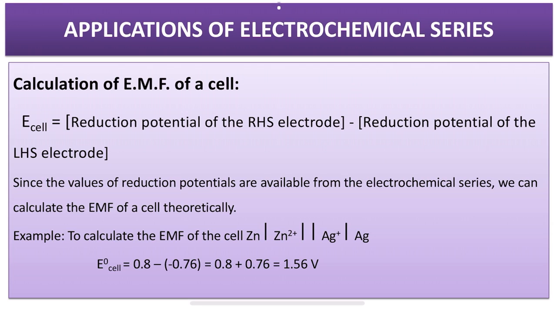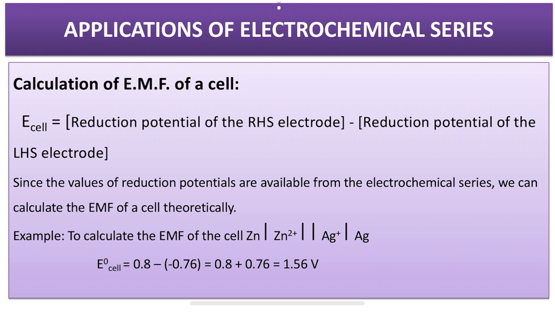Some of them are oxidizing and reducing strength. With the help of this electrochemical series, we can understand the oxidizing and reducing strengths. Also, for the calculation of the standard E.M.F. of our electrochemical cell, we need this electrochemical series. And for predicting the feasibility of redox reactions and predicting the product of electrolysis. So these are some of the very important applications of this electrochemical series. Let us understand them one by one.